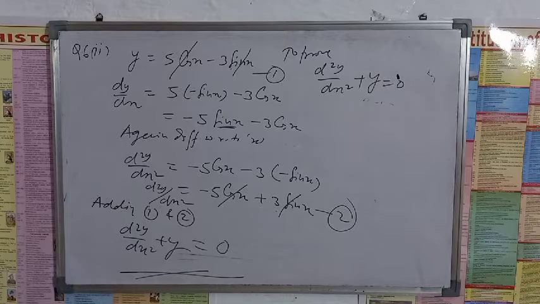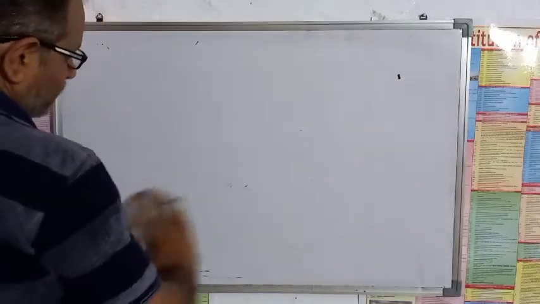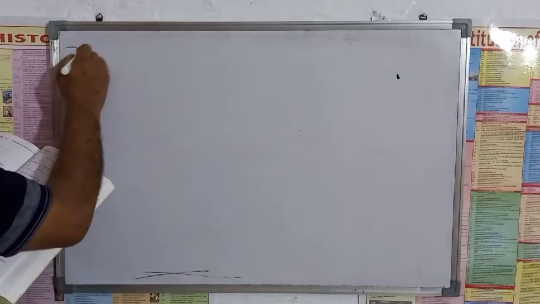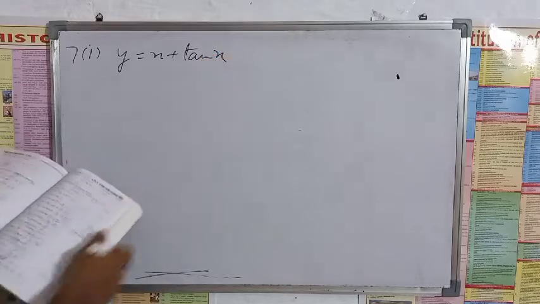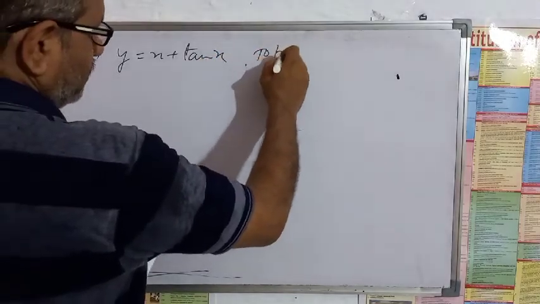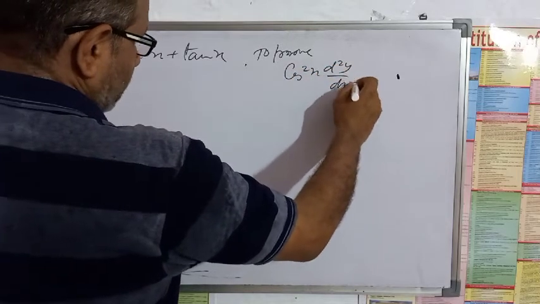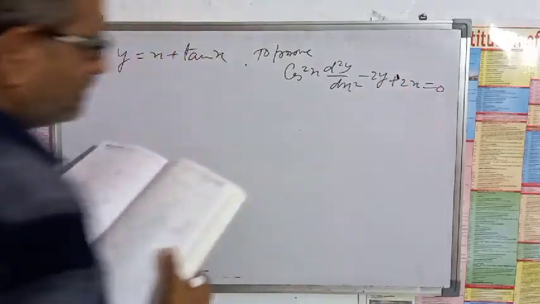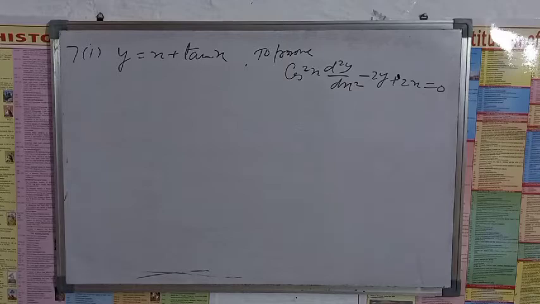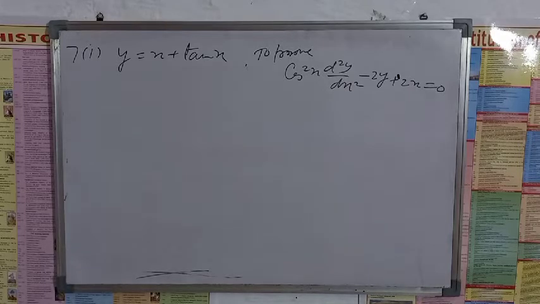See question number 7, first part. y is equal to x plus tan x, and we have to prove that cos square x d2y by dx square minus 2y plus 2x is equal to 0. So we will differentiate it 2 times.